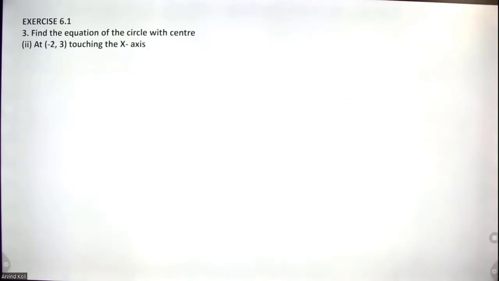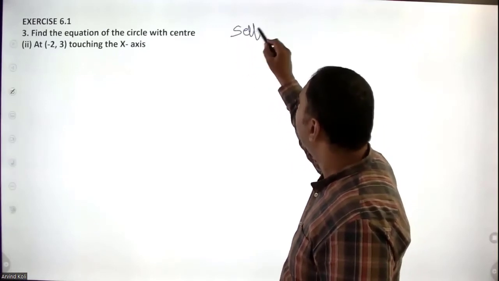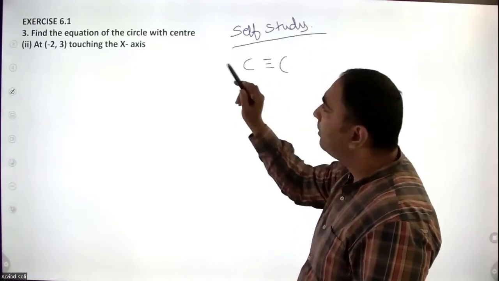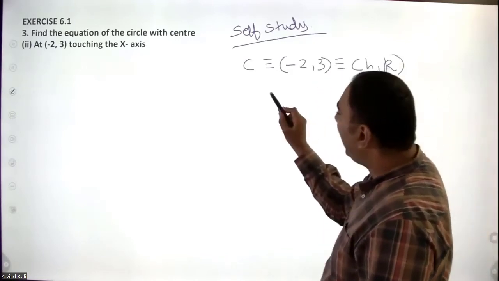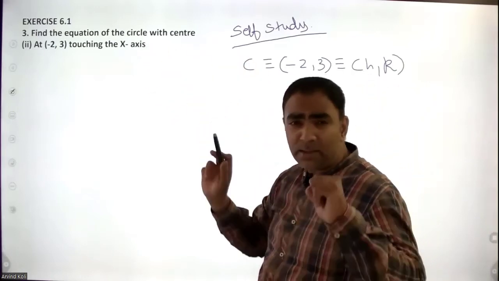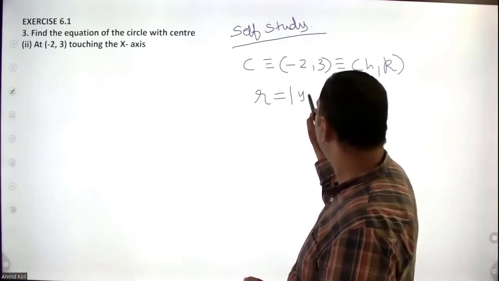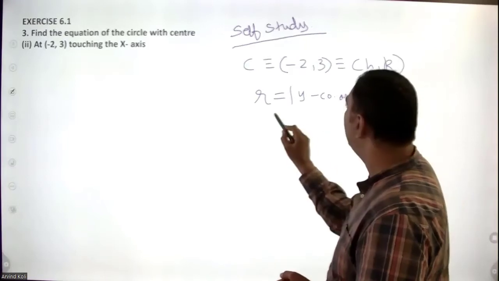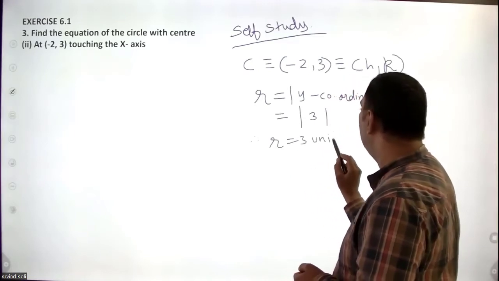Find the equation of the circle with center at (-2, 3) touching the x-axis. Now this sum is your homework, which is your self study. You only have to tell me what the center is here. Center is (-2, 3), this is your h, k, and since the circle is touching the x-axis, we will say radius is equal to modulus of the y coordinate, which is equal to modulus of 3. Hence, r is equal to 3 units.